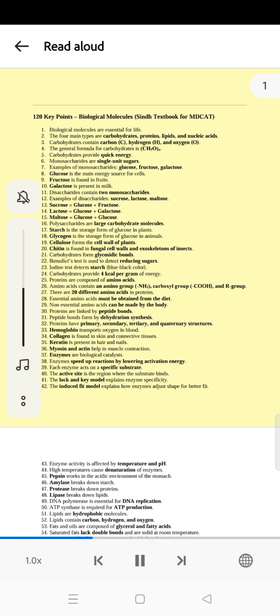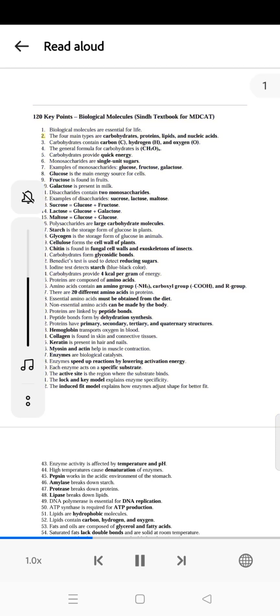Biological molecules are essential for life. The four main types are carbohydrates, proteins, lipids, and nucleic acids. Carbohydrates contain carbon (C), hydrogen (H), and oxygen (O). The general formula for carbohydrates is CHO. Carbohydrates provide quick energy.